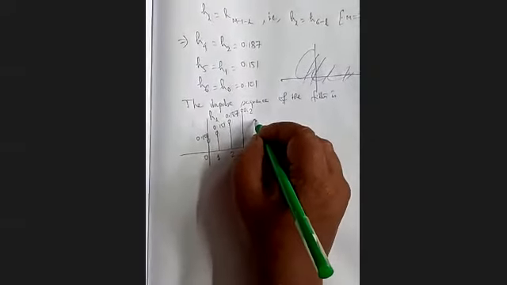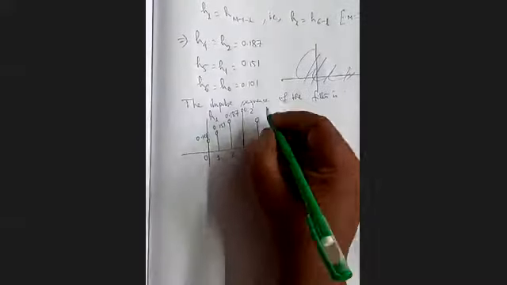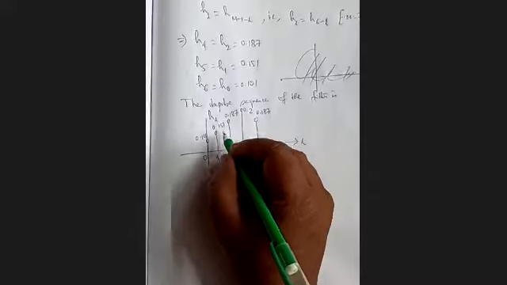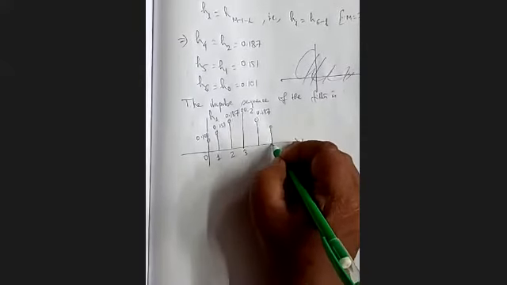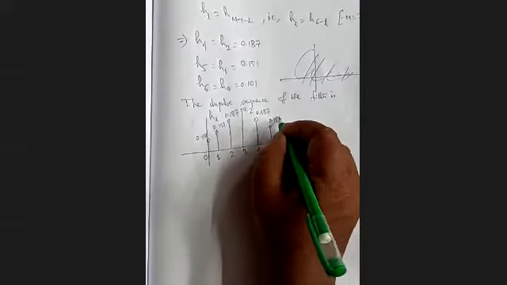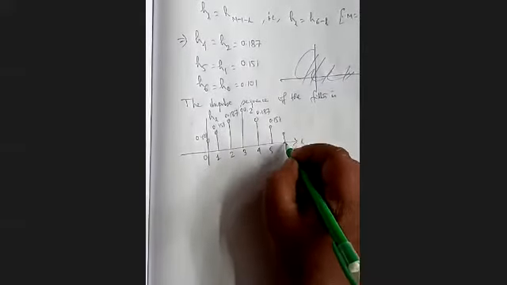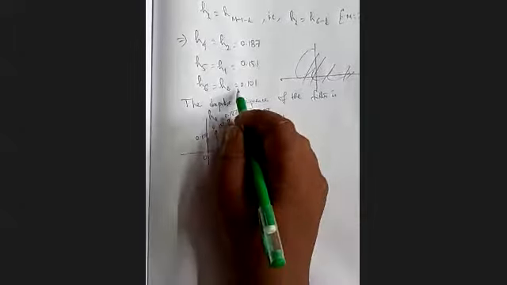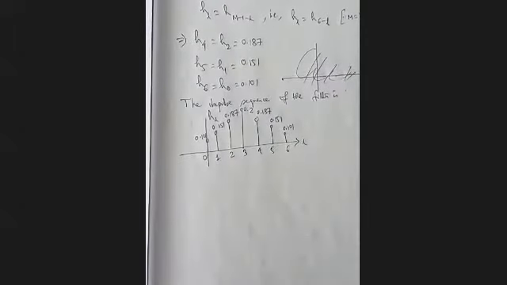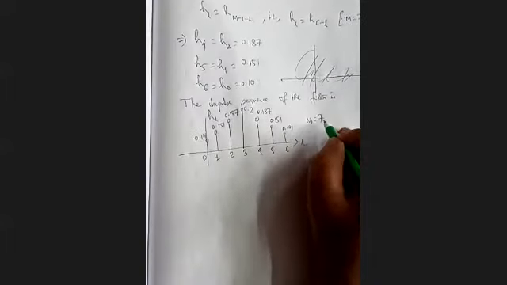Then again H4. H4 equal to H2, 0.187. H5 equal to H1, 0.151. And H6 equal to H0, 0.101. So it is just symmetrical. So here M equal to 7. Just symmetrical response we are getting.